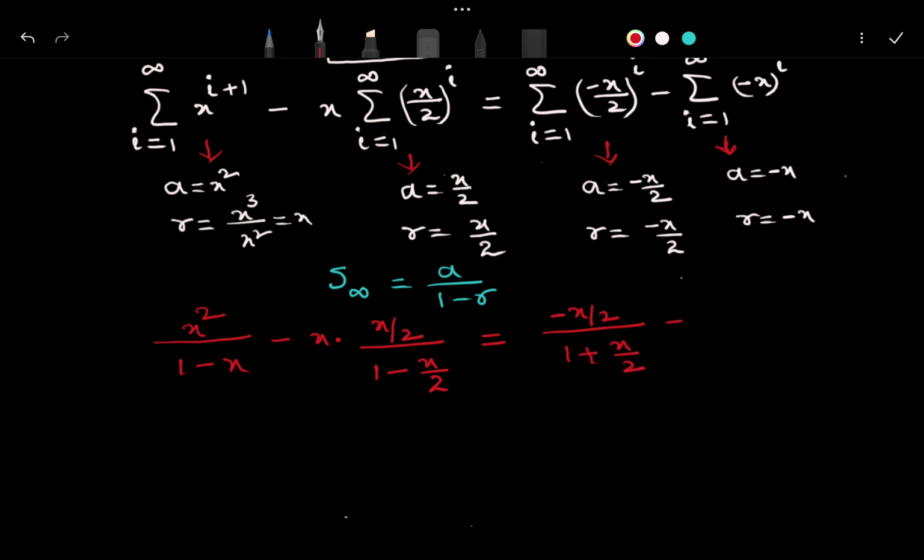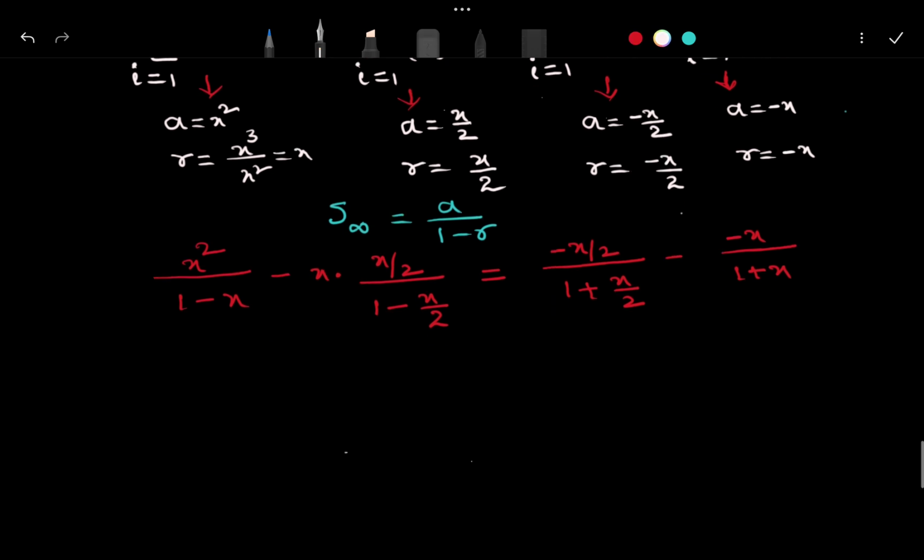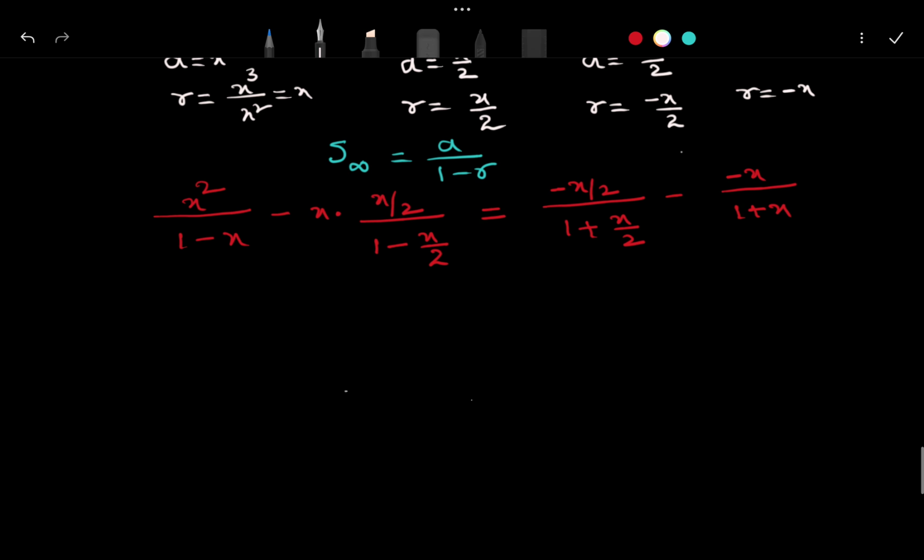Next, the last term will be minus x divided by 1 minus the common ratio, which is minus x, so that is 1 plus x. One by one, all the terms will be simplified. So what is that value?